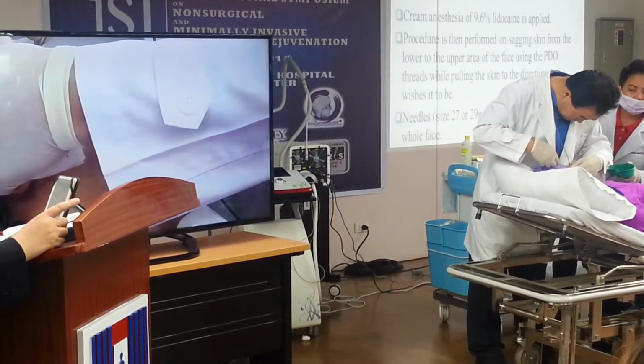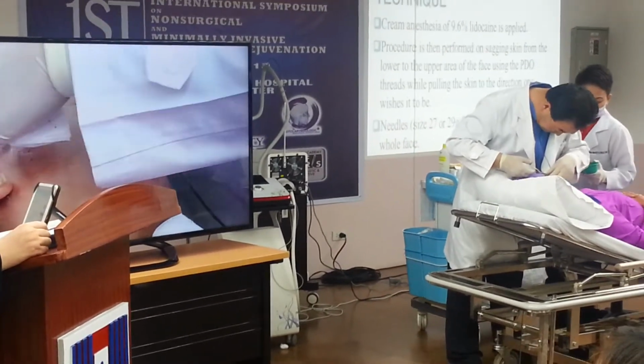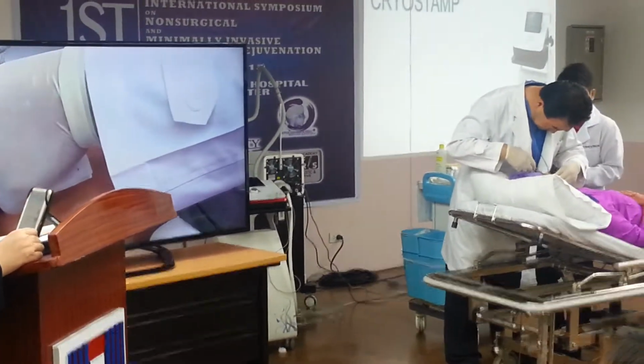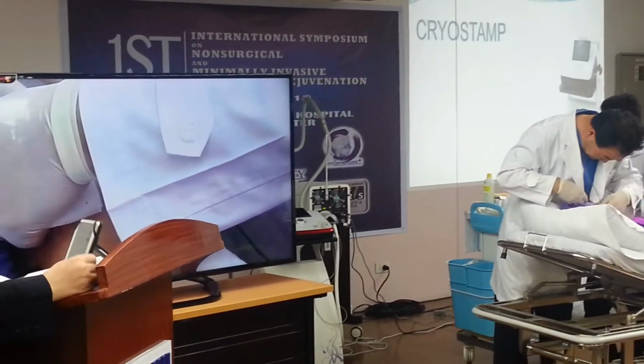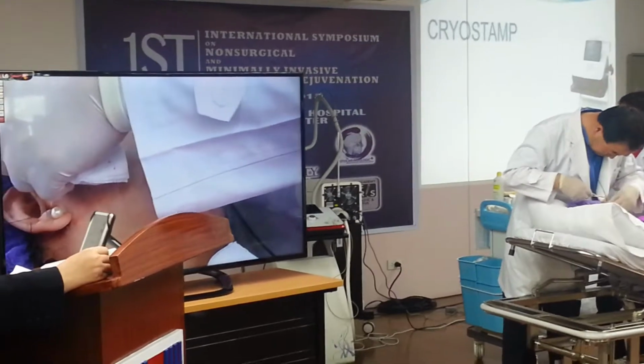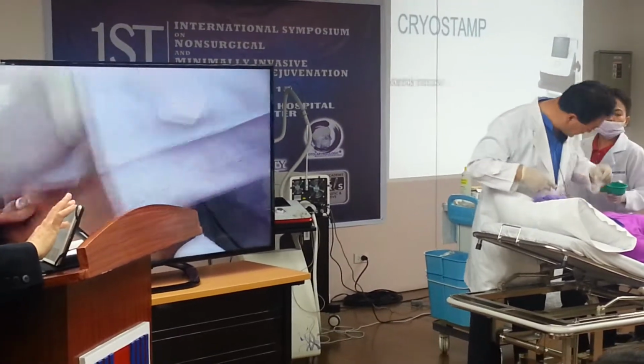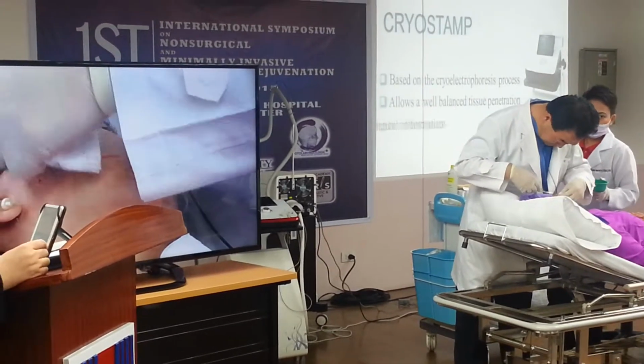And finally, for the last slide, next slide please, we use the cryostamp. This machine is based on the cryo-electrophoresis process. It allows a well-balanced tissue penetration. It removes inflammation, causes analgesia, and increases circulation in the local area of the treatment.